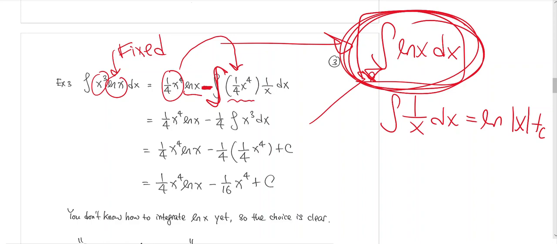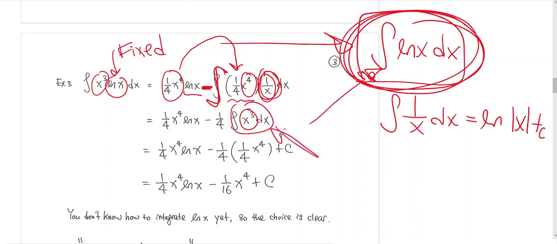Remember what you do with that guy? You take the derivative, and the derivative of log x is 1 over x. That's the thing that you need to know, right? The derivative of log x, you know. The integral of log x, not so much. So we have that. This is super good, because now you can see that 1 over x and x to the power 4 get canceled out. So you have x cubed.